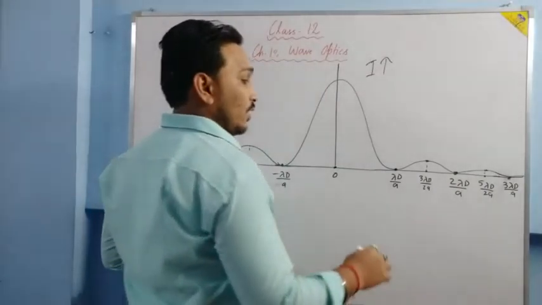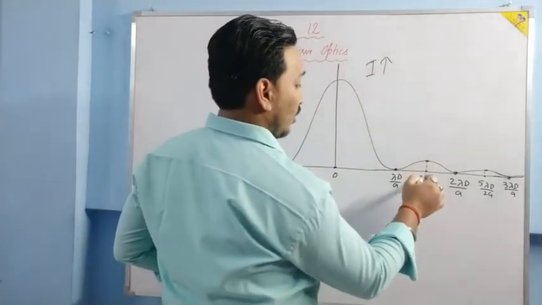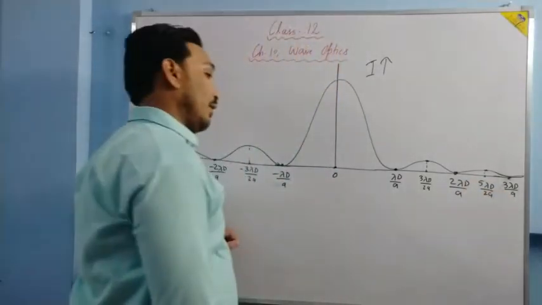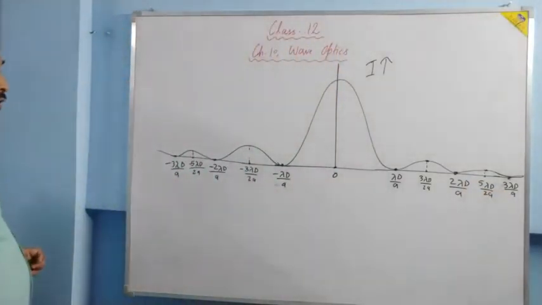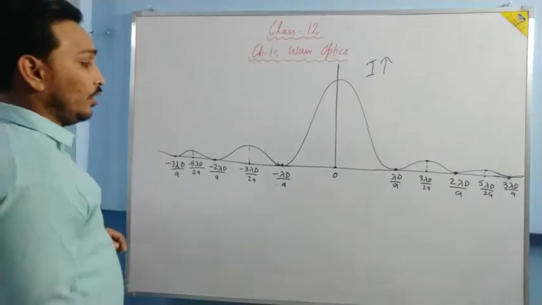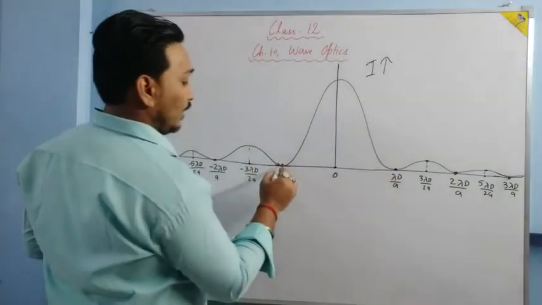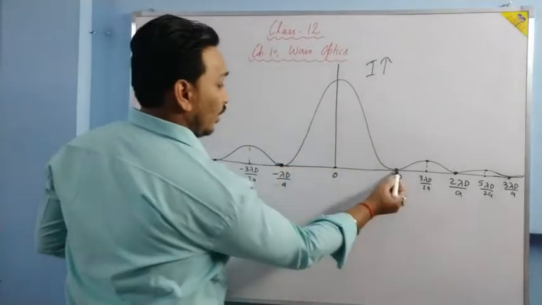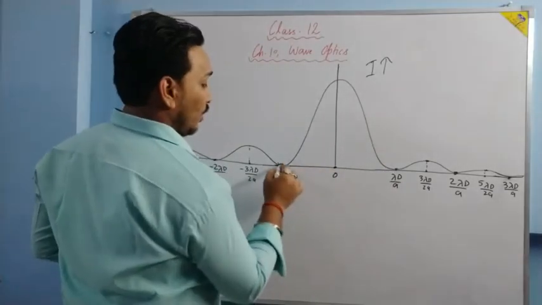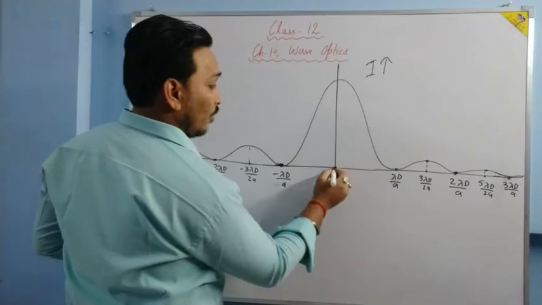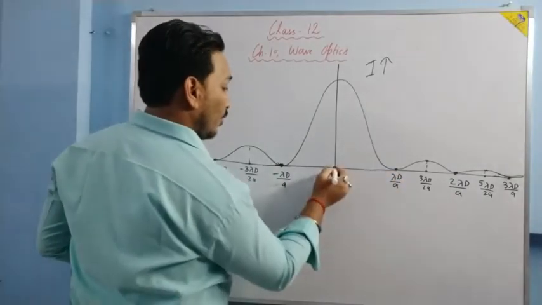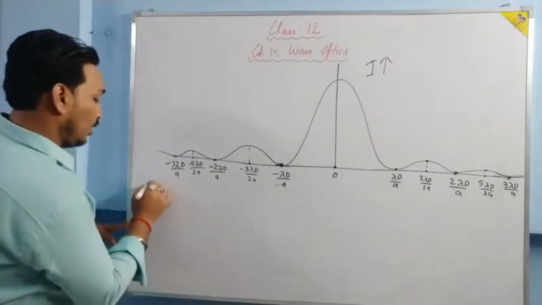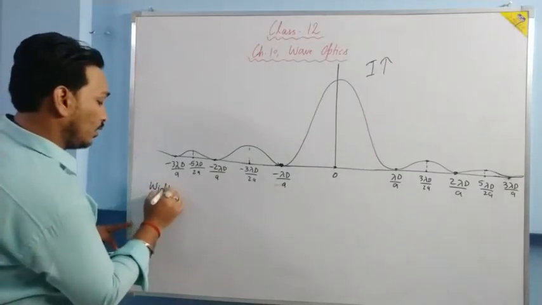Now the first secondary maximum occurs at 3 lambda d by 2a, and the second maximum occurs at 5 lambda d by 2a. Now if we want to calculate the linear width of the secondary maximum, it will be calculated from here till here. And what is the total width? From here till here it is lambda d by a, from here till here it is lambda d by a.